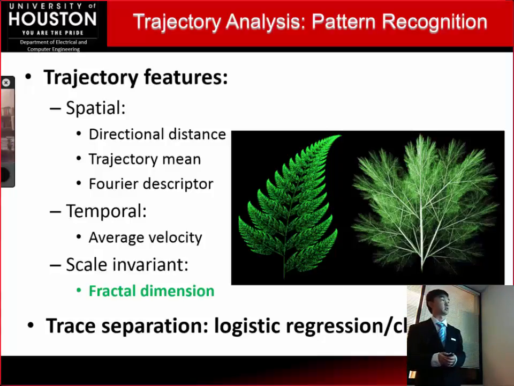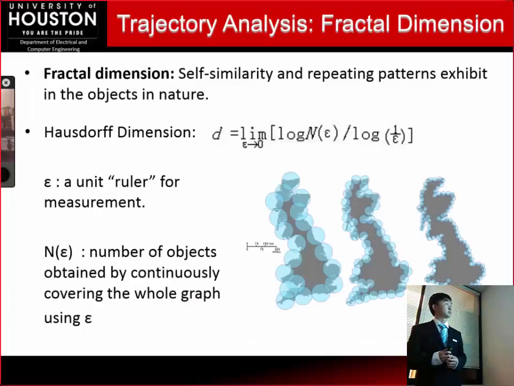And these two features just show the fractal feature, which has some self-similarity properties. So fractal dimension is one metric to measure the self-similarity and the repeating patterns exhibited by objects in nature. It derives from the famous problem: how long is the British coastline? There is one traditional definition for the fractal dimension, which is referred to as the Hausdorff dimension, and it is computed by this equation.